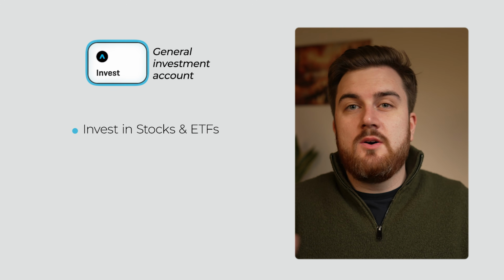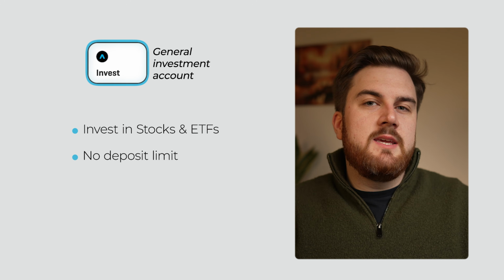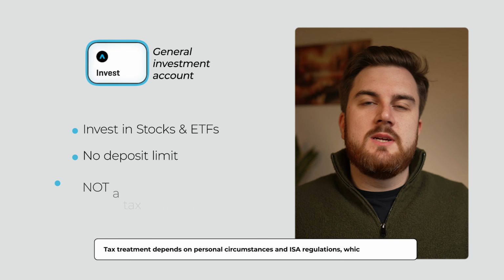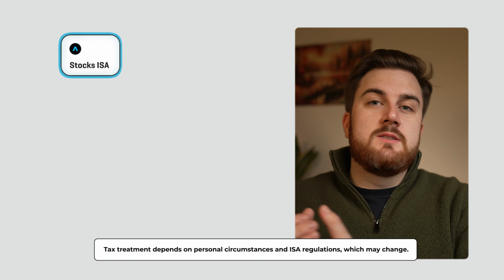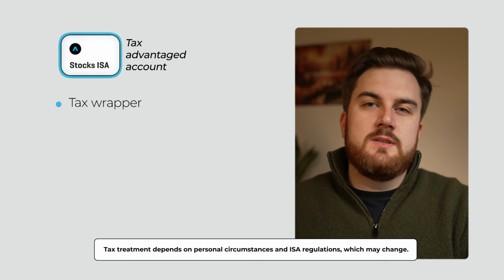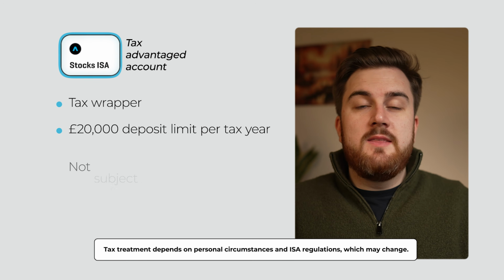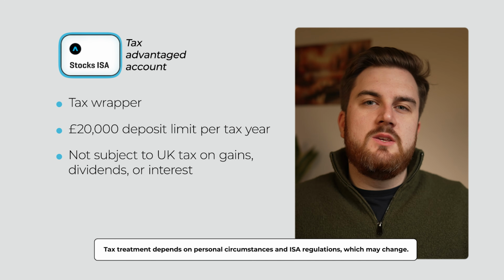You can invest into stocks and ETFs, you can hold cash in the account, but the difference is any gains, dividends and interest you make in the invest account may be subject to tax. This is because it's not a tax wrapper. On the other hand, stocks ISA is a tax advantaged account. It's a stocks and shares ISA. You can deposit up to £20,000 per tax year, and then any gains, dividends or interest you make within the stocks ISA are not subject to UK tax.